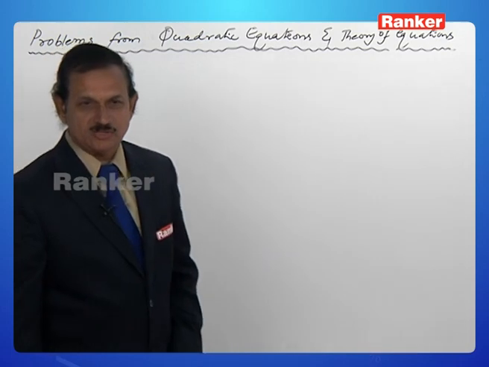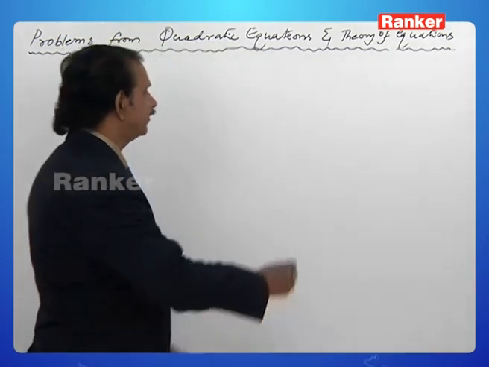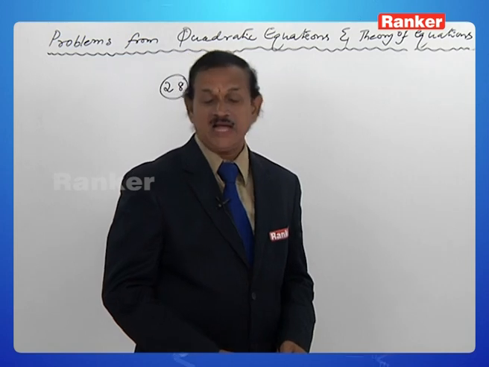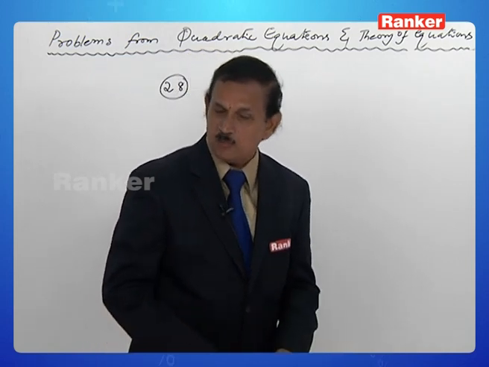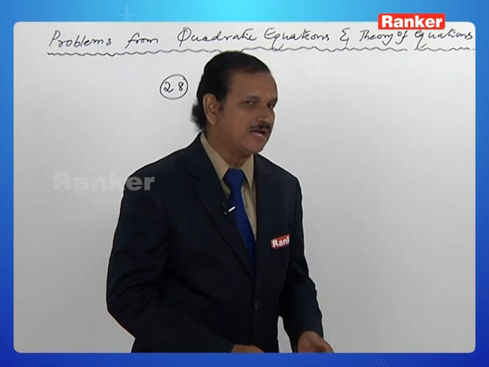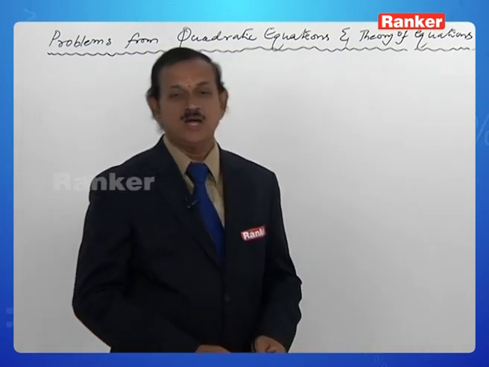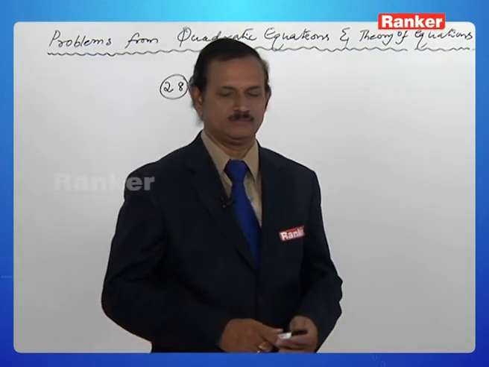Yes. The next question, that is question number 28. If lambda is the minimum value of the expression mod x minus p plus mod x minus 15 plus mod x minus p minus 15 for x in the range p less than or equal to x less than or equal to 15 and where 0 is less than p is less than 15, then lambda by 5 is. The happiest thing here is we are given the boundaries for both x and p also. P lies between 0 and 15 and x lies between p and 15.